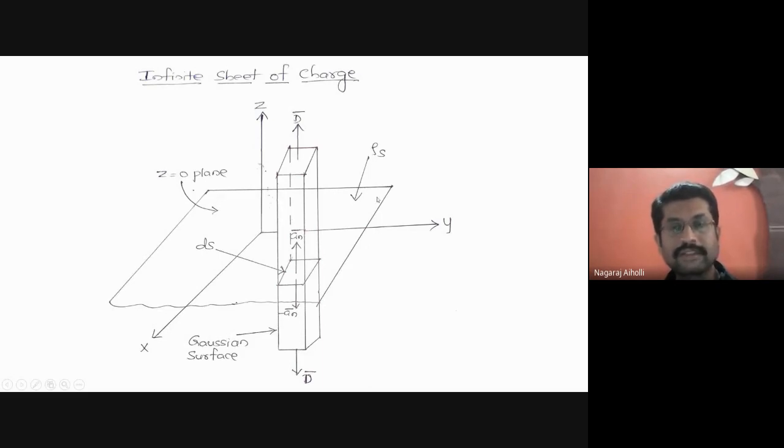Then rho_s is the surface charge density. It is the charge per unit area, rho_s. Rho_l is charge per unit length, the line charge density. Rho_s is charge per unit area, that is the surface charge density. Correct?